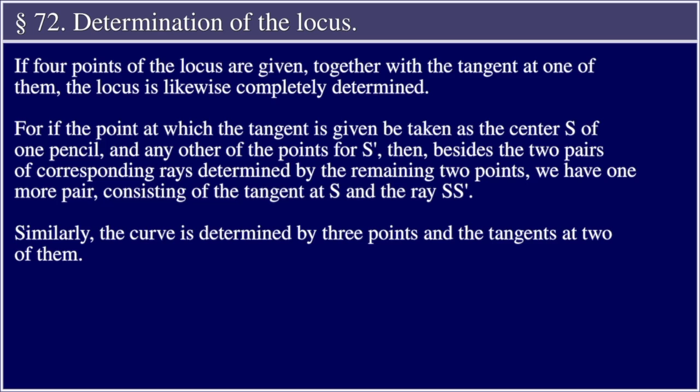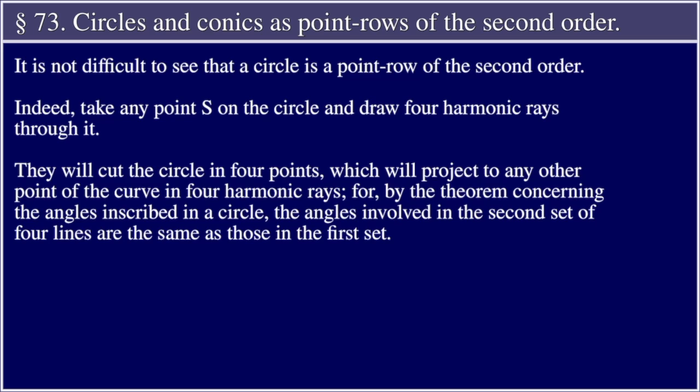Section 73. Circles and conics as point rows of the second order. It is not difficult to see that a circle is a point row of the second order. Indeed, take any point S on the circle and draw 4 harmonic rays through it. They will cut the circle in 4 points, which will project to any other point of the curve in 4 harmonic rays. For, by the theorem concerning the angles inscribed in a circle, the angles involved in the second set of 4 lines are the same as those in the first set.